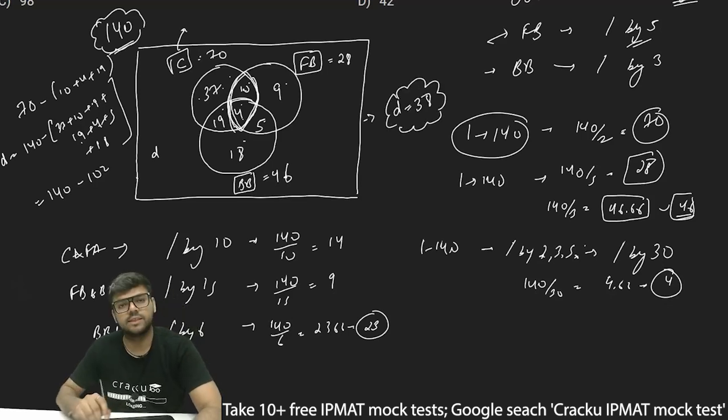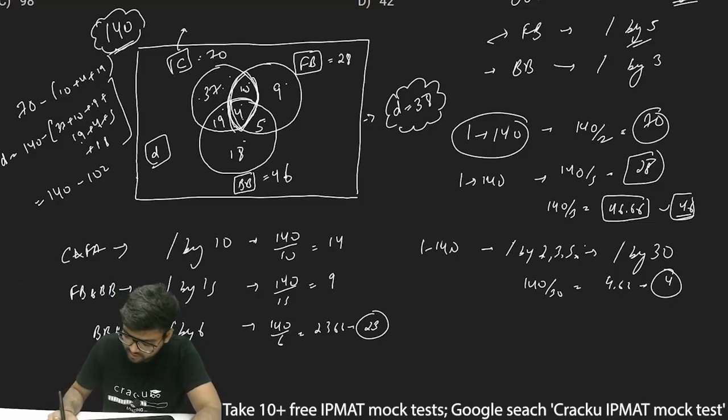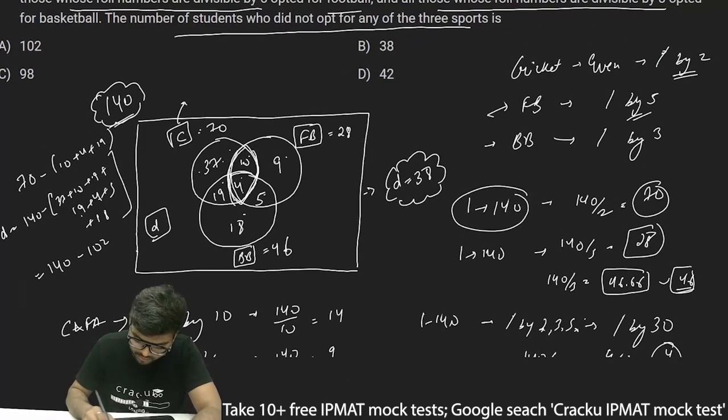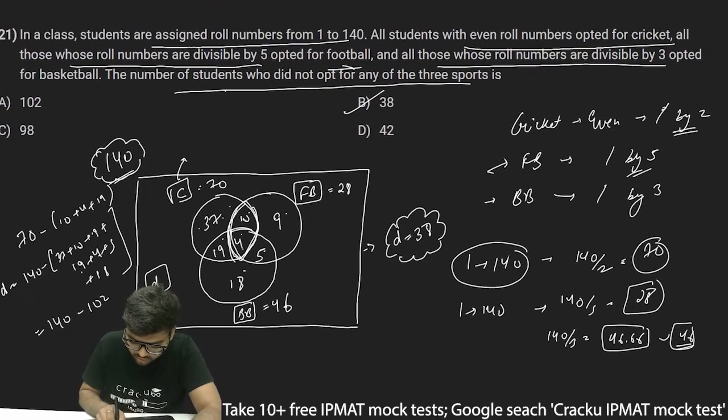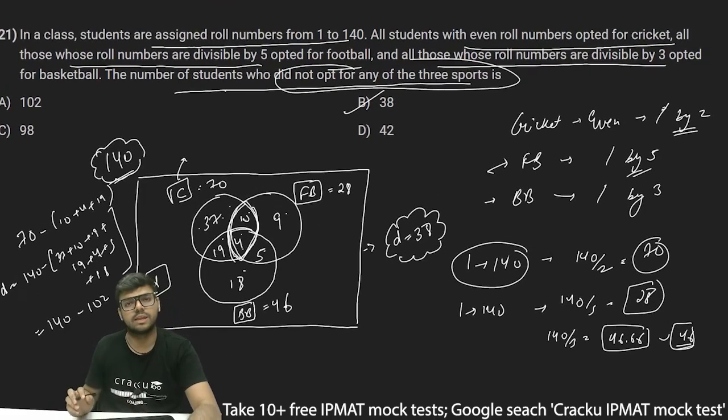So therefore I can say there are 38 students who are not playing any of the sports, and therefore option B, which is 38, will be the correct answer. That is, the number of students who did not opt for any of the 3 sports is 38.